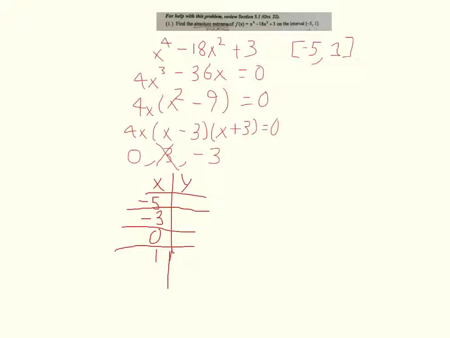When we substitute these points, for example, when we substitute negative 5 into x^4 - 18x^2 + 3, we get positive 178 for negative 5. When we substitute negative 3, we get negative 78. When we substitute 0, we get 3. And when we substitute 1, we get negative 14.